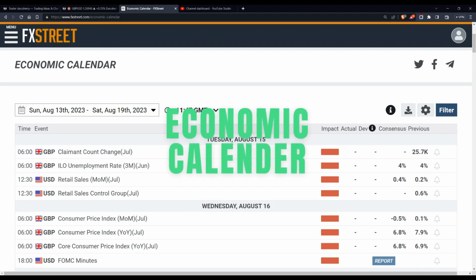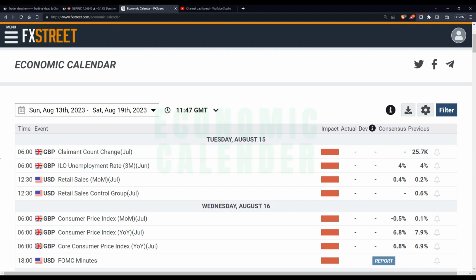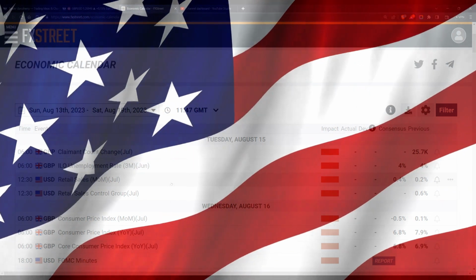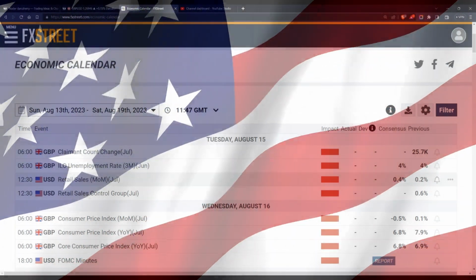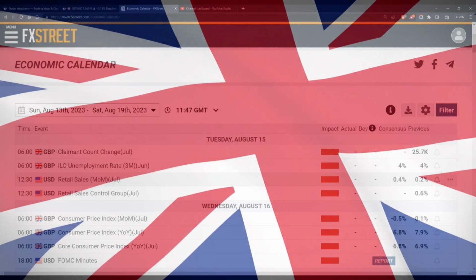So on the economic calendar, we shall be focusing on high impact events from economies affecting the currency pairs that we are looking at, which is the United States and of course the United Kingdom's economy.